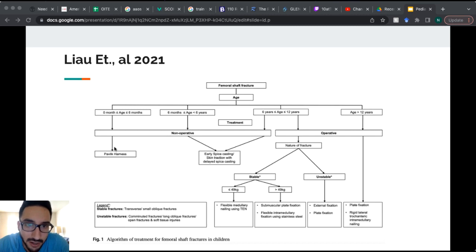Less than 6 months, you're going to get a Pavlik harness. From 6 months to 6 years, and again, your years kind of vary. I previously said 6 months to 5 years. This says 6 months to 6 years, whatever you want to call it, right? You can get your spica casting.